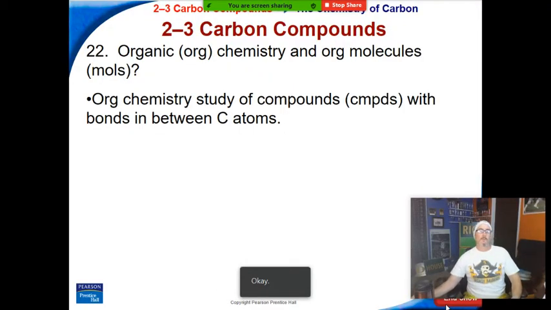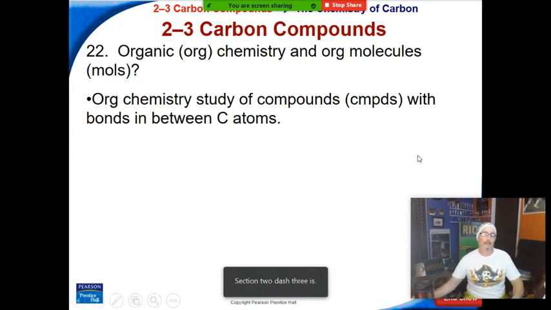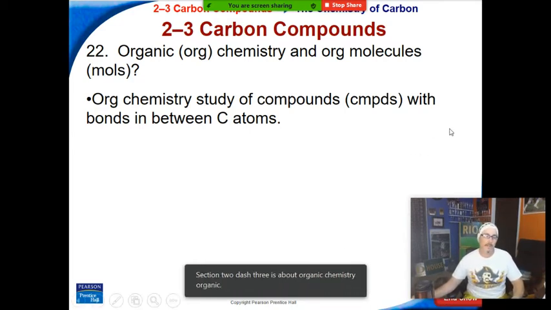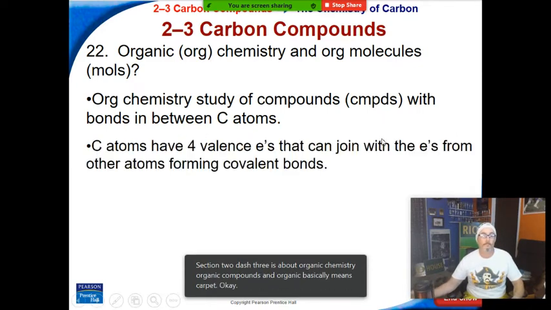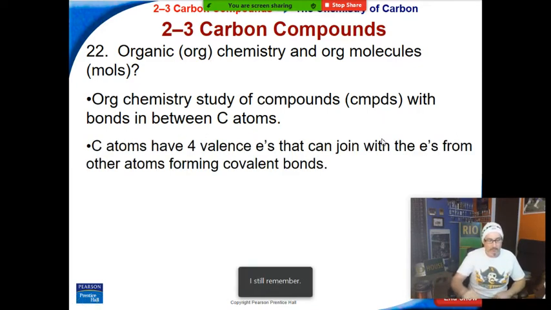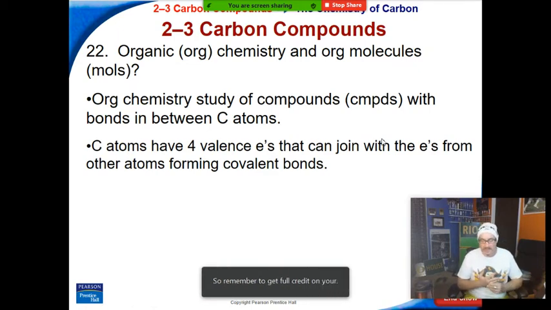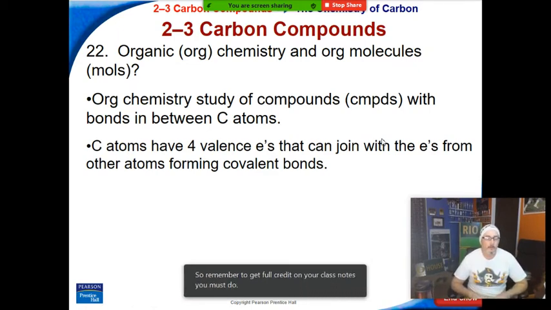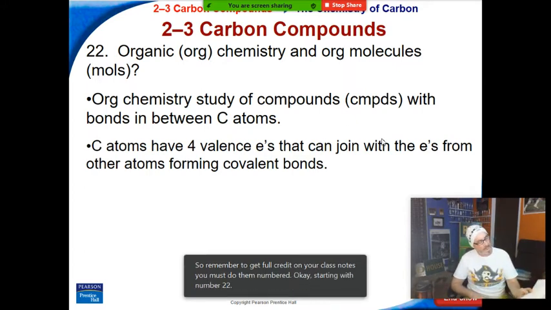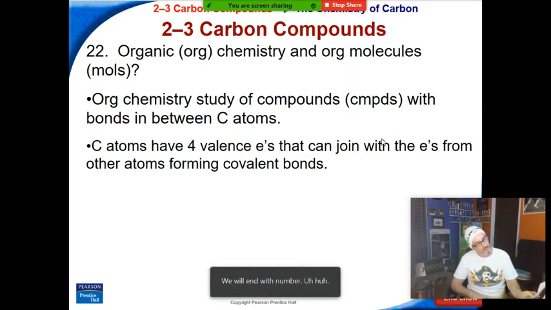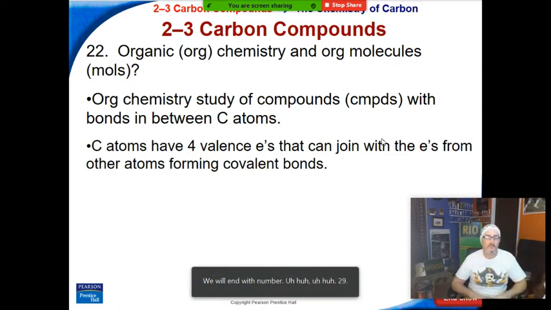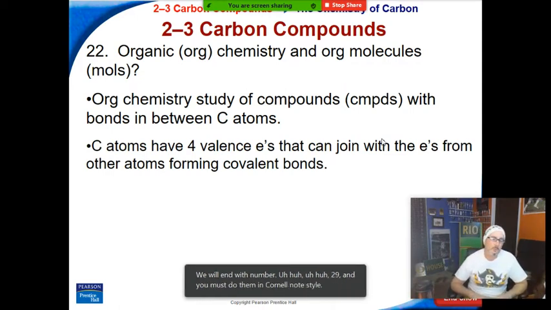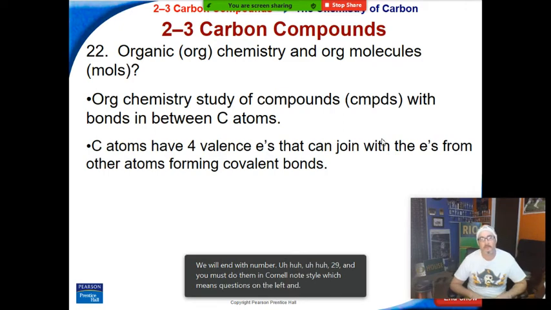Okay. Section 2-3 is about organic chemistry, organic compounds, and organic basically means carbon. So remember, to get full credit on your class notes, you must do them numbered. Starting with number 22. We will end with number 29. And you must do them in Cornell note style, which means questions on the left and answers on the right.